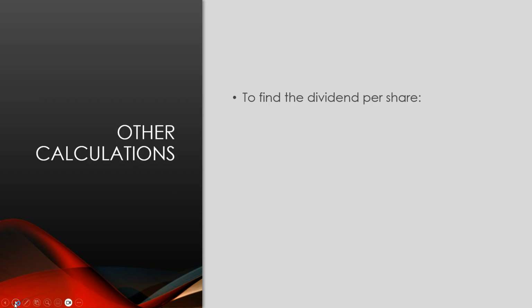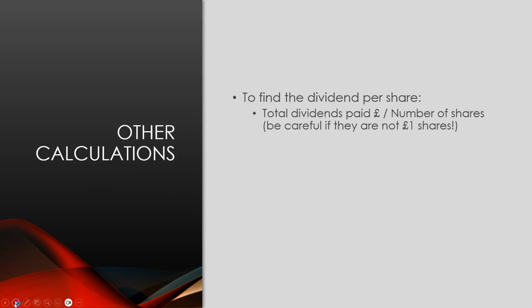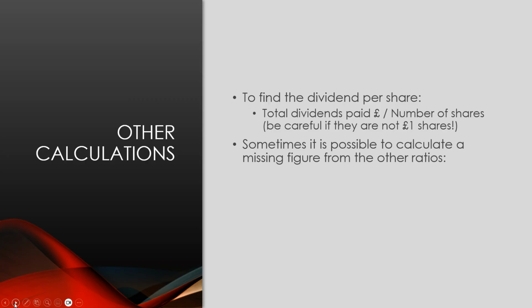Okay, other calculations that you might be asked to do: to find the dividend per share, take the total dividends paid, that's the number that's in the statement of changes in equity, and divide that by the number of shares. Now, be careful here if they're not £1 ordinary shares. If they're 20p shares, you get 5 to the pound, so multiply up the value by 5. If they're 50p shares, you get 2 to the pound, so multiply the value of the share capital, ordinary share capital, by 2 in that case.